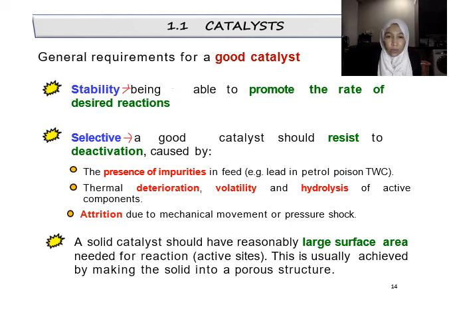Another criterion is that the catalyst can resist deactivation because of impurities, because of thermal effects, because of hydrolysis of other active components, and maybe because of attrition due to mechanical movement. And a good catalyst also needs to have a very large surface area in order to provide active sites to allow reactions to happen. And this usually we can find in solid catalysts with porous structure.